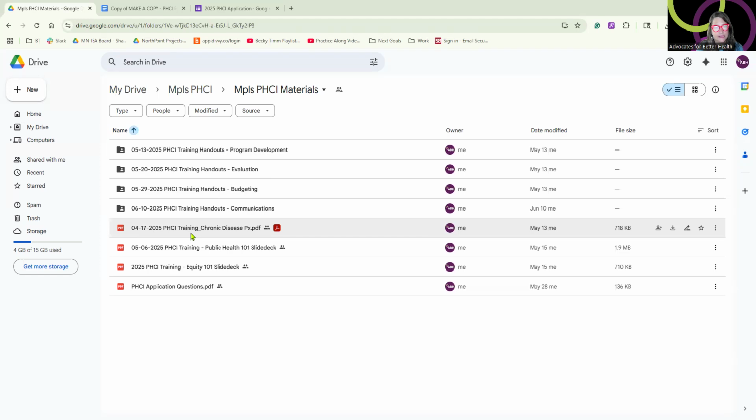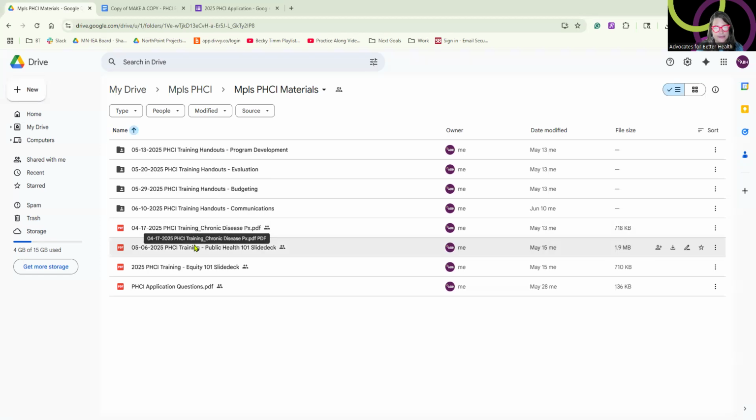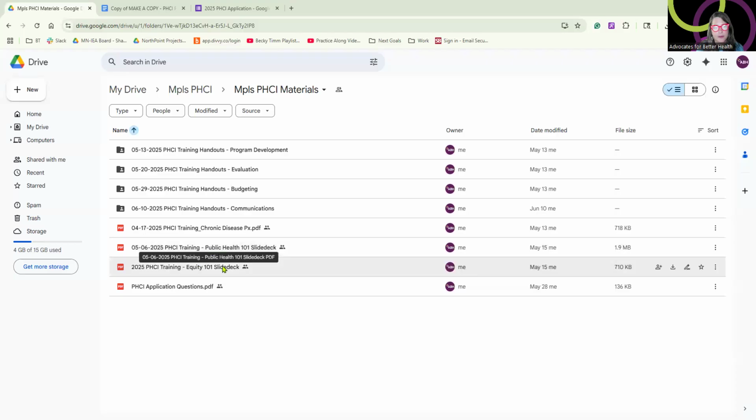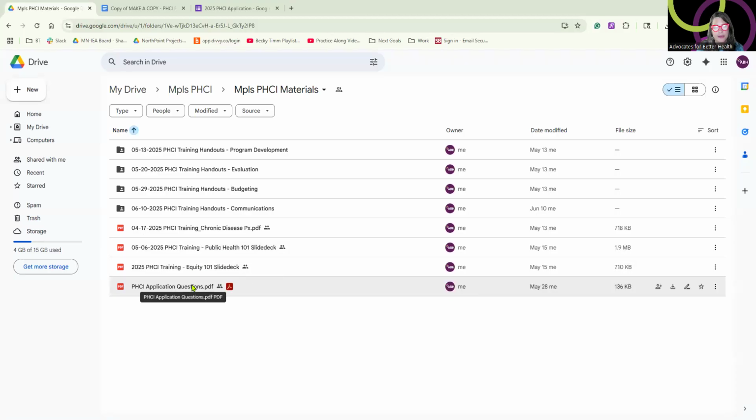The City of Minneapolis has also done a training on chronic disease and public health 101, equity 101, and I'd like to point this out. So when you're getting ready to apply for the PHCI, please do your work in a Word document before you go and try to apply, because we don't have the capacity to keep your work. So finish your application, edit it, do everything you need to do in a Word document, and then cut and paste it into the application.